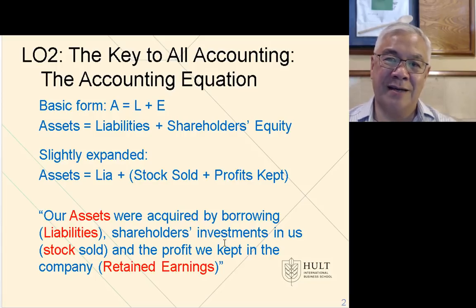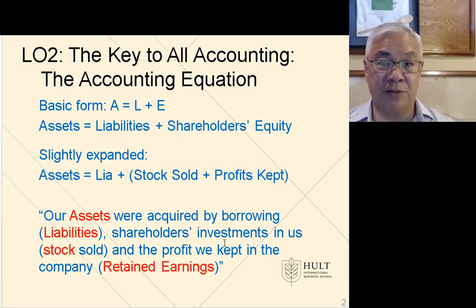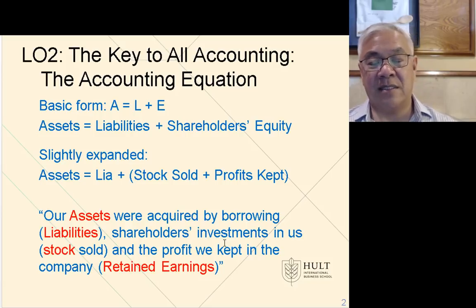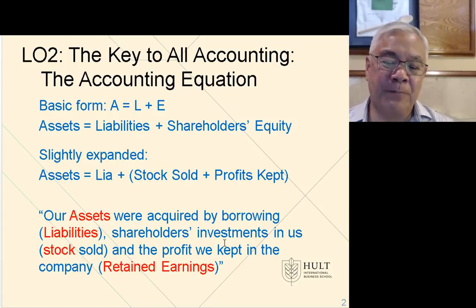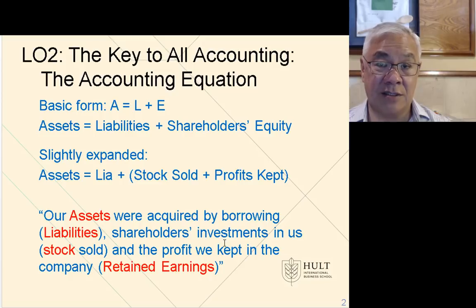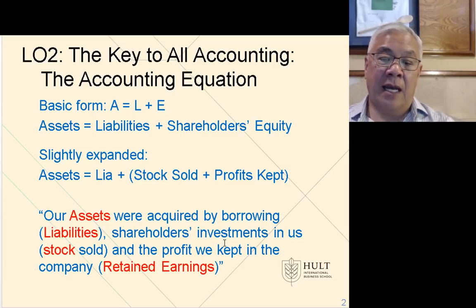There's only three ways for you to buy the assets you have: borrowing, which is liabilities; stock sales, which is contributed capital; and retained earnings, profits you retained, profits you kept. So it's in the sentence below for those of you who aren't algebra people, they're more verbal people. Our assets are acquired by borrowing through liabilities, by shareholders' investments in us, which is stock sold, and the profits that we kept in the business, known as retained earnings. That's it. So that's the accounting equation.